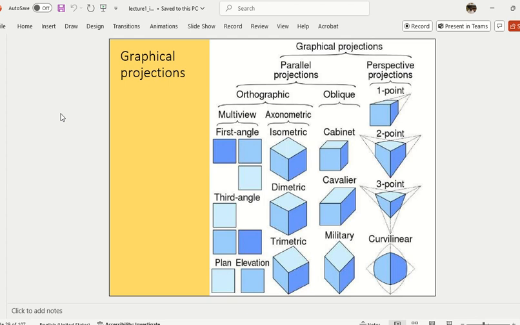In our case, I will show you how to do the 3D in AutoCAD as well, but normally we don't use it. Okay. So in 3D views, we have the axonometric view. Axonometric can be isometric, dimetric, and trimetric. And then we have the oblique view. Oblique view can be cabinet, cavalier, military. And we have the perspective view, which has these different options.